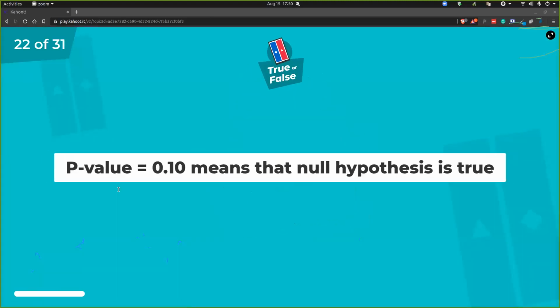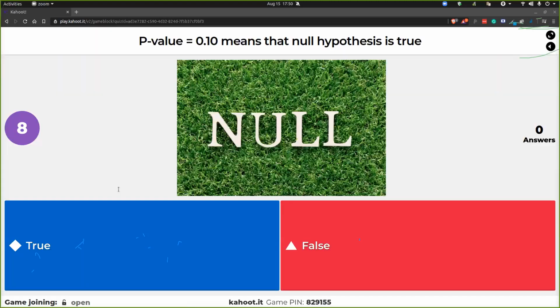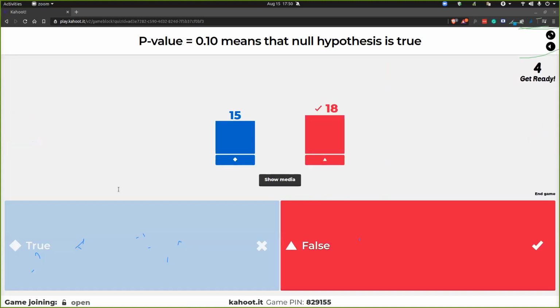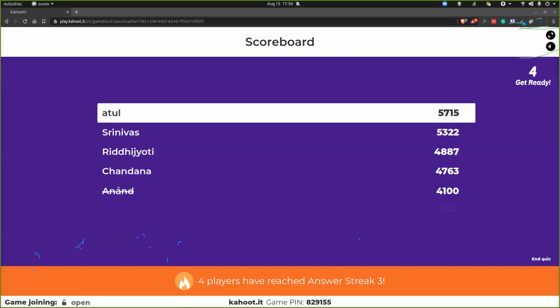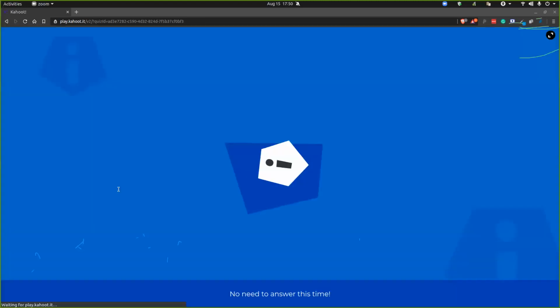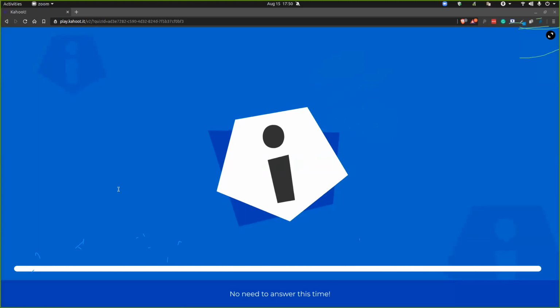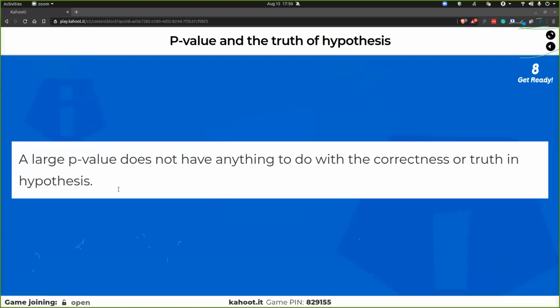Right, next question, true or false? P-value is equal to 0.1 means the null hypothesis is true. The answer is false. Why? Because the value of the p does not determine the truth of the hypothesis. The truth of the hypothesis is an intrinsic property of the hypothesis. This has nothing to do with the p-value. It just tells you whether you should reject this hypothesis or not. It doesn't tell you whether the hypothesis is true or false.